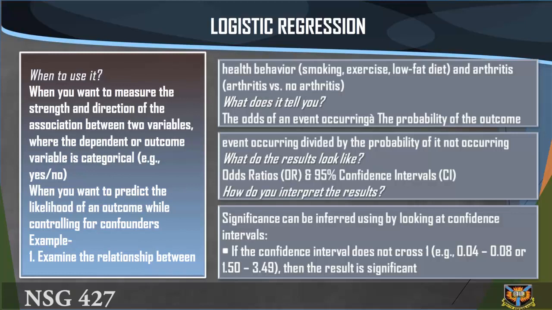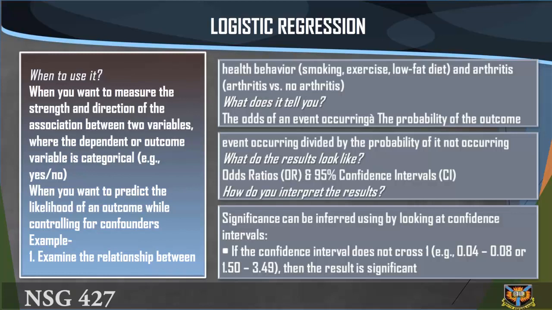Examples: 1. Examine the relationship between health behavior, smoking, exercise, low-fat diet, and arthritis versus no arthritis. 2. Predict the probability of stroke in relation to gender while controlling for age or hypertension.